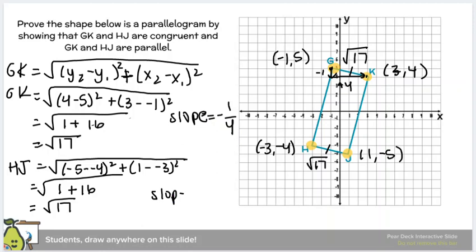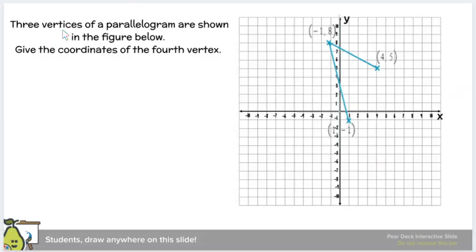The slope of HJ we can find the same way. We're rising negative 1 and we're running positive 4. So we're again left with a slope of negative 1/4. Since their slopes are the same, they must be parallel. So we have used the distance formula to show that they're congruent and found the slope of each to show that those have the same slope and they are parallel, which means that this must be a parallelogram.